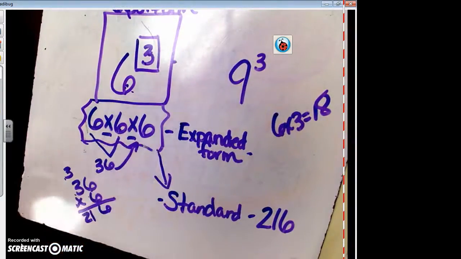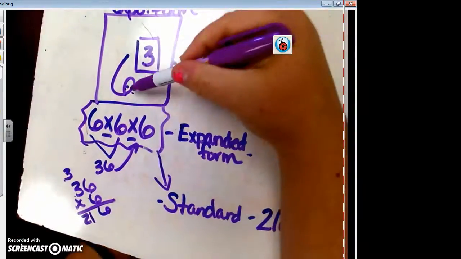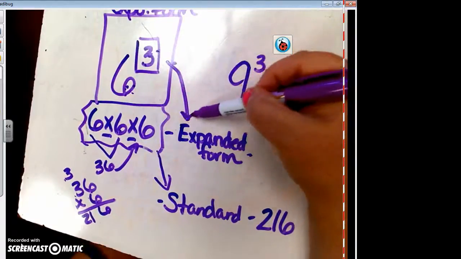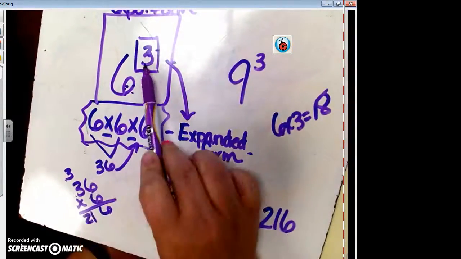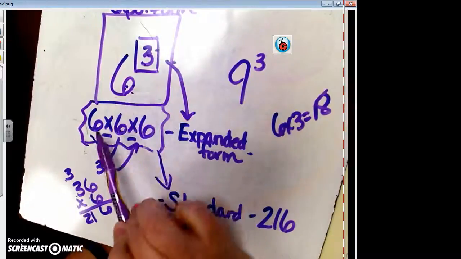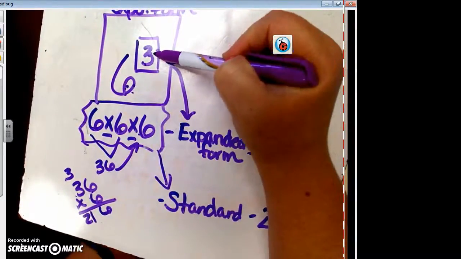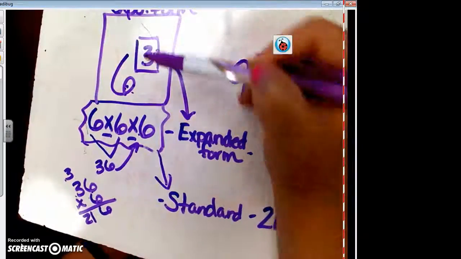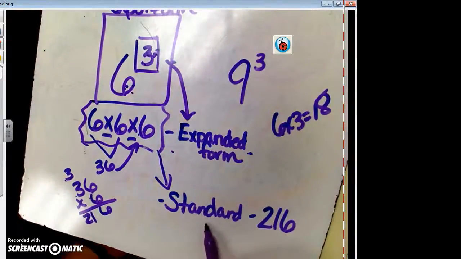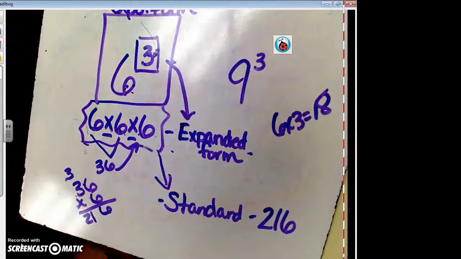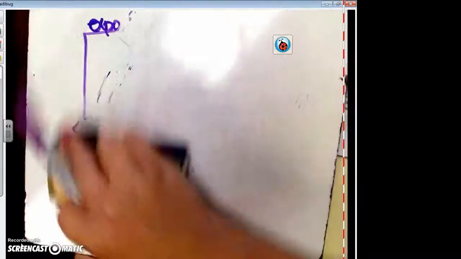Okay? Exponential form has a base and an exponent. I can write that in expanded form by taking my base and multiplying it by itself however many times the exponent tells me. Then I can take that expanded form and find standard form by actually multiplying this out.